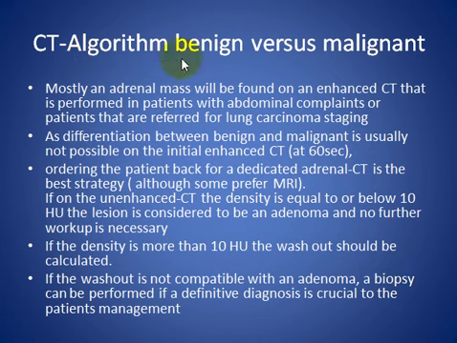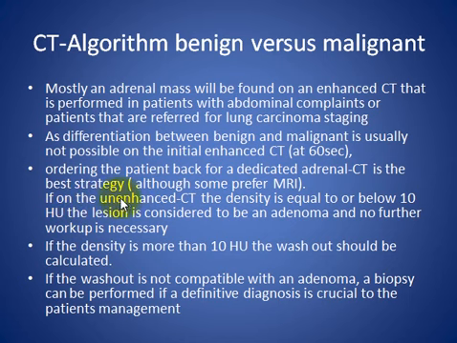CT algorithm, benign versus malignant. Mostly an adrenal mass will be found on an unenhanced CT scan that is performed in patients with abdominal complaint, or patients that are referred for lung cancer staging or other tumor staging, as differentiation between benign and malignant is usually not possible on the initial enhanced CT scan at 60 seconds. So ordering the patient back for a dedicated adrenal CT is the best strategy, although some prefer MRI.